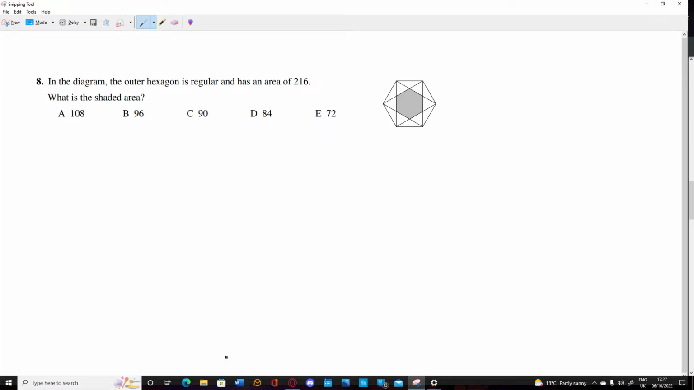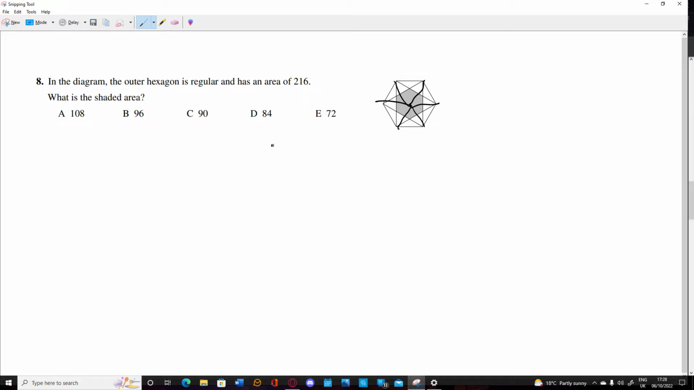In the diagram, the outer hexagon has an area of 216. What is the shaded area? Okay, so what we can first do is split up the outer hexagon into equilateral, or at least isosceles triangles. But we know that all these triangles are congruent, and we end up getting 6 triangles.